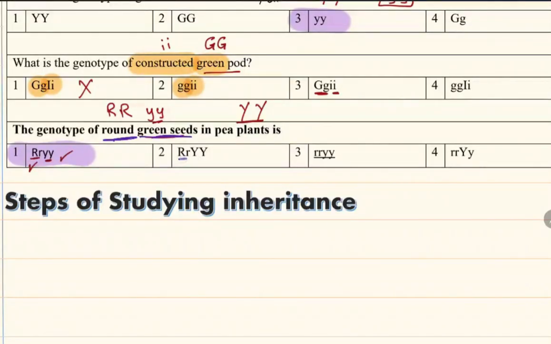The second one, round and yellow. This one, this is wrinkled and this is green. This is wrinkled, not round. So the only correct answer choice is number one.